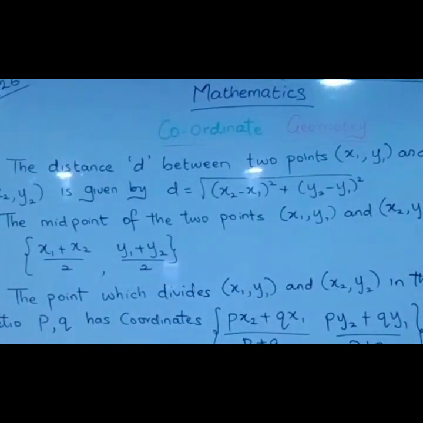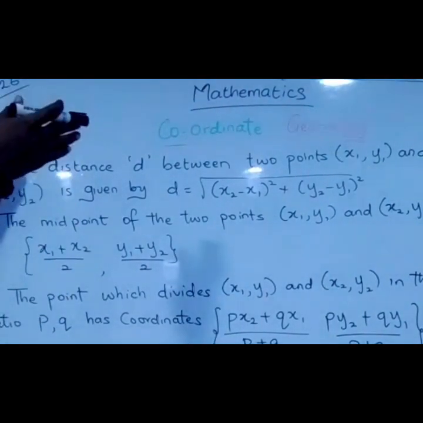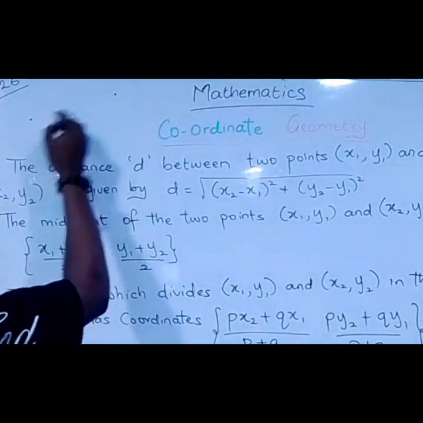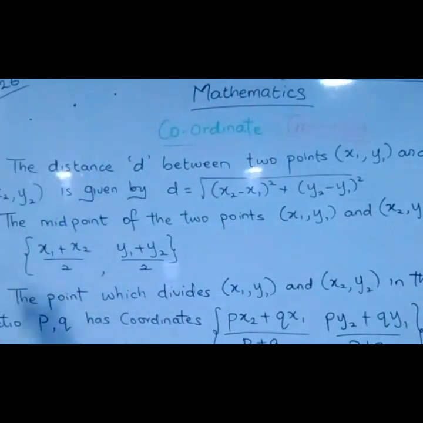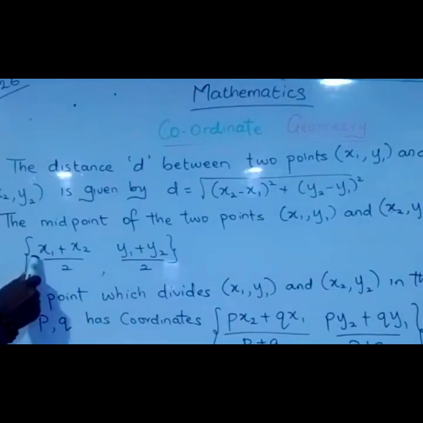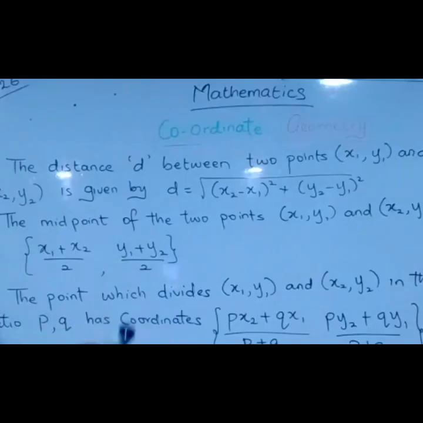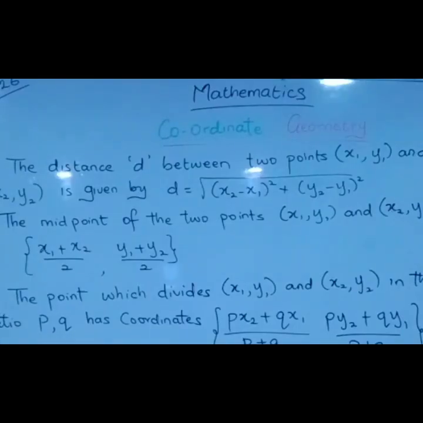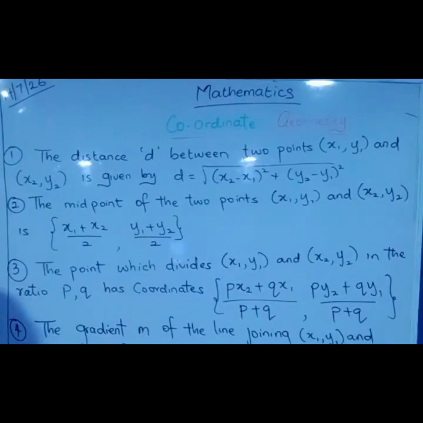Number 2, it says the midpoint. If you have those 2 points, you want to know the middle. So you have here and you have here. You want to know the middle point. For this middle point, you use this formula: x1 plus x2 over 2 and y1 plus y2 over 2. It will give you the middle of the 2 points, any 2 points that is given. There are some questions like that where we need to get the middle of 2 points. We'll use this.